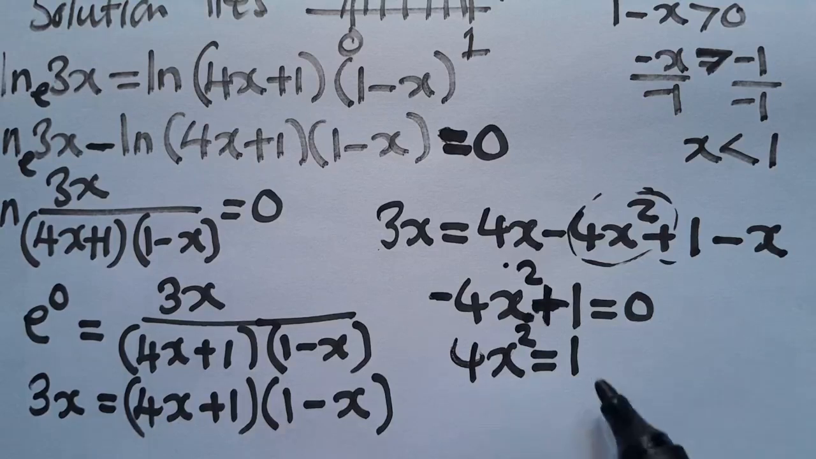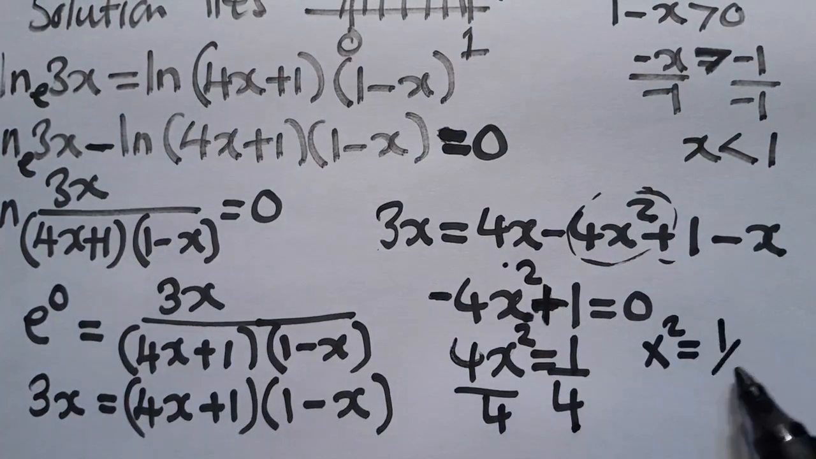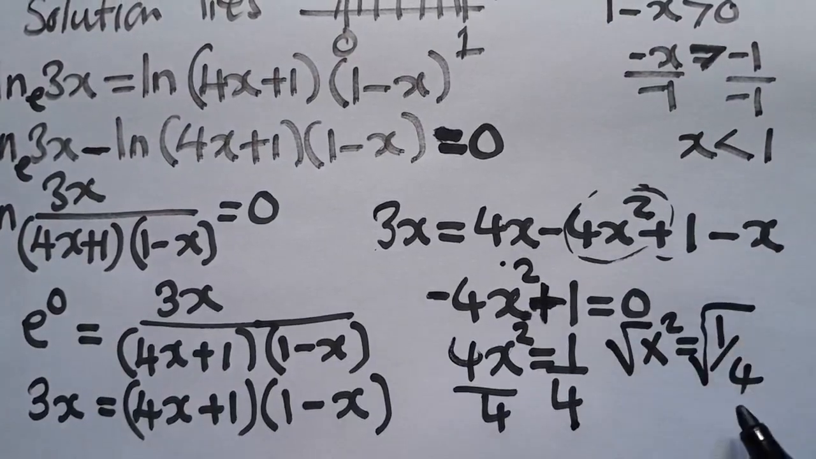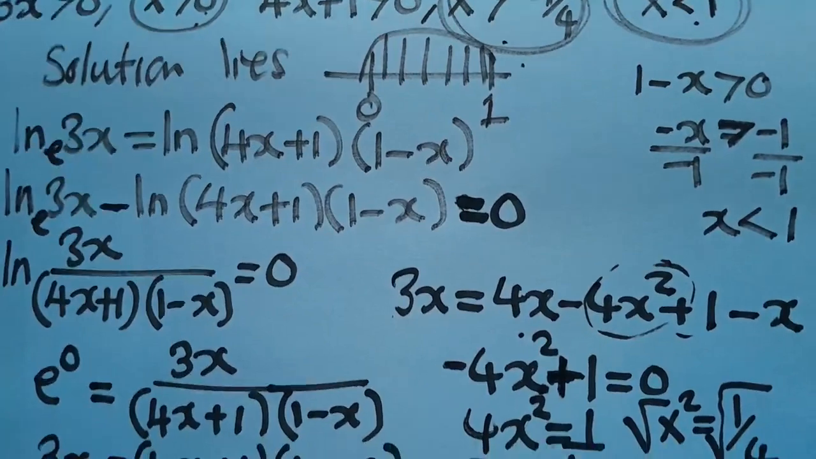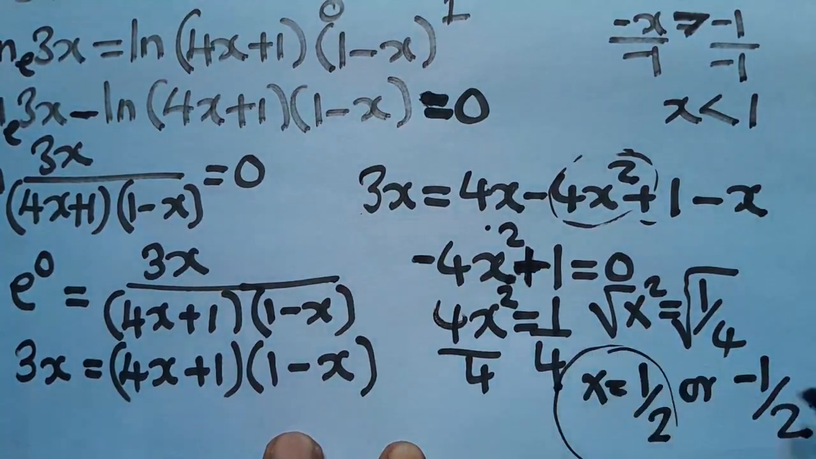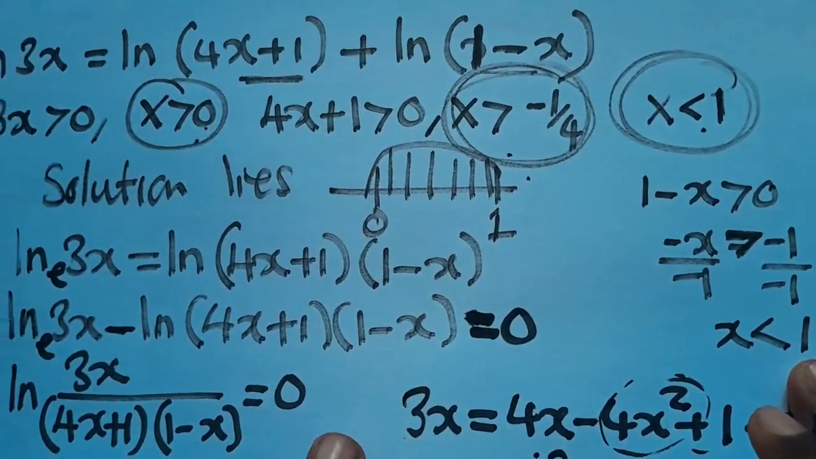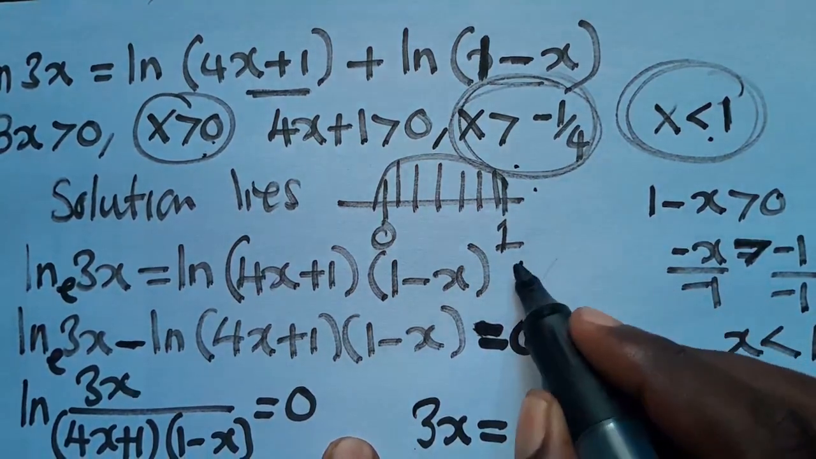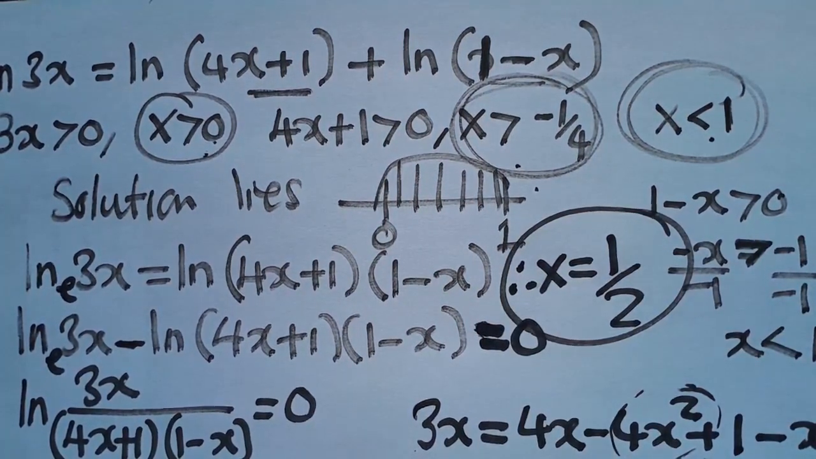So when you reach here, then you divide by 4. You're going to have x squared is equal to 1 over 4. Introduce the square root. You're going to have x is equal to 1 over 2 or negative 1 over 2. Have you seen? Then we know that the answer should lie in the interval 0 to 1. So between these two answers, which one is correct? This one is negative. So the answer is 1 over 2. Therefore, x is equal to 1 over 2. This is your answer. So this is what you need to do.